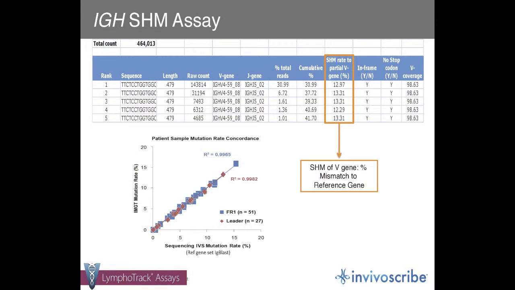So let me show you what you get with the somatic hypermutation. Here's an example IGH sample that we ran. We got a total of 464,000 reads. You see here we have somatic hypermutation, which is the % mismatch to the reference gene. We use the reference gene set IgBLAST, and it correlates very, very well with the results from IMGT. In addition to that, we also provide information on whether or not that sequence, the clonal sequence, is in fact in frame.